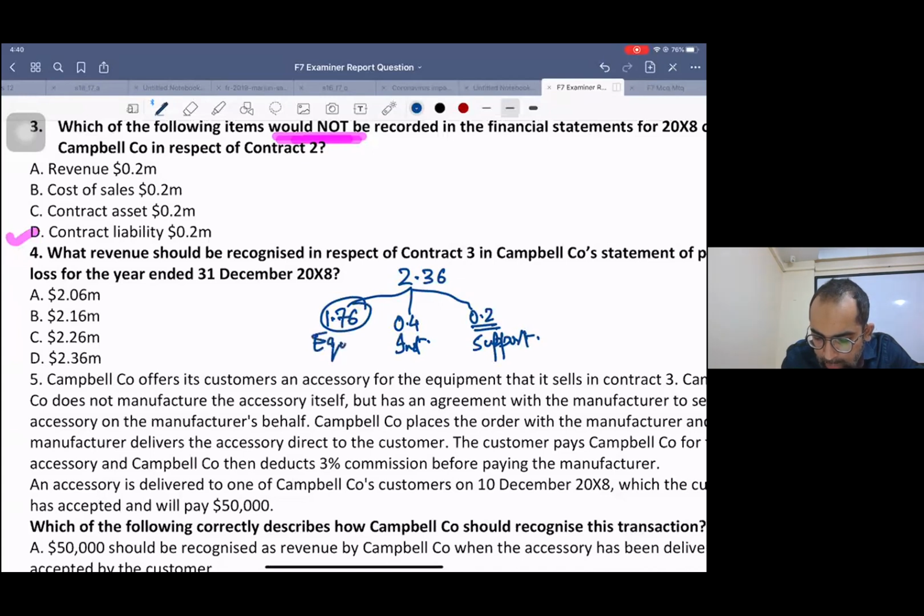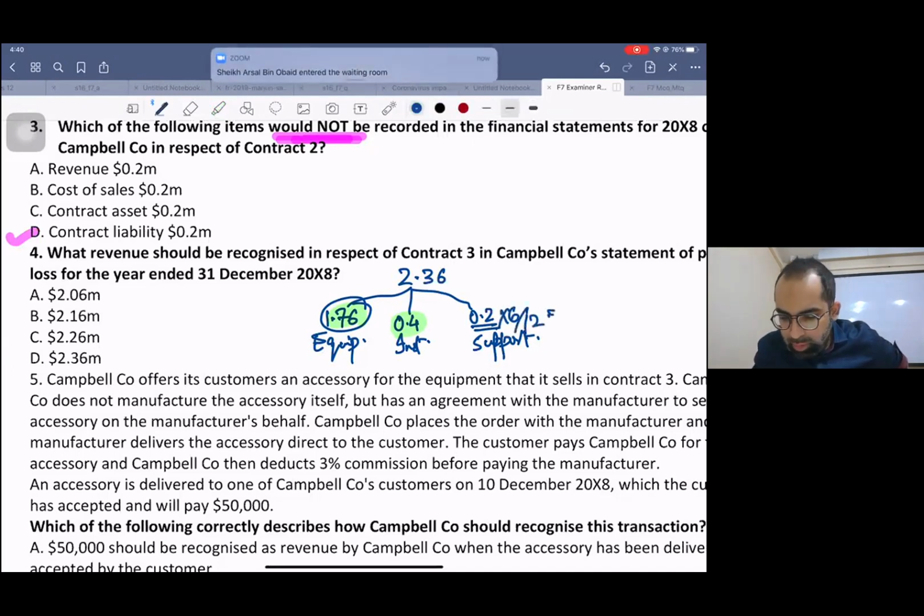Now my dear students, just use your brain. How many things did we provide immediately? We provided the equipment immediately, we provided the installation immediately, but the support should be recognised over time. As the support is for 12 months and we started providing it from 1st of July, July to December is only 6 months. So we'll take only 6 months of this support. 6 upon 12 is 0.1, right?